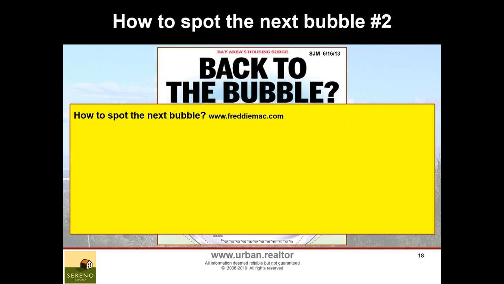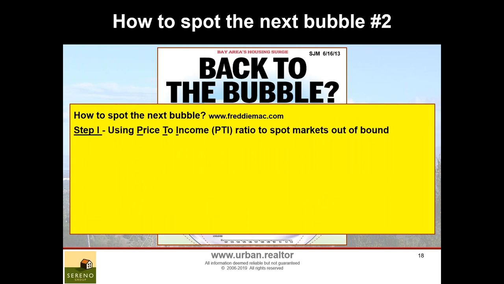Freddie Mac also has another guideline for how to spot a bubble, and they have a two-step process. Number one, using a price to income ratio to spot markets out of bounds. In Silicon Valley right now, as we indicated before, in Santa Clara we have about 18%, and in San Mateo about 14%. These are low, not as much as we saw in 2007. And as I indicated earlier, this is something which is a little bit distorted, so that is something you want to keep in mind.